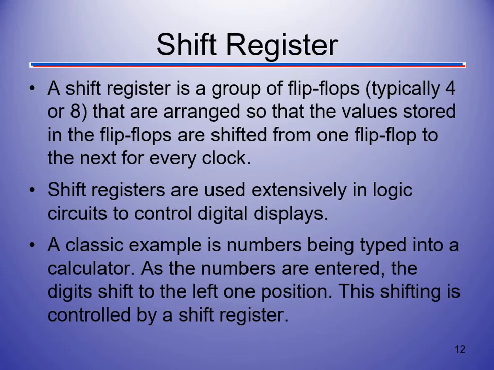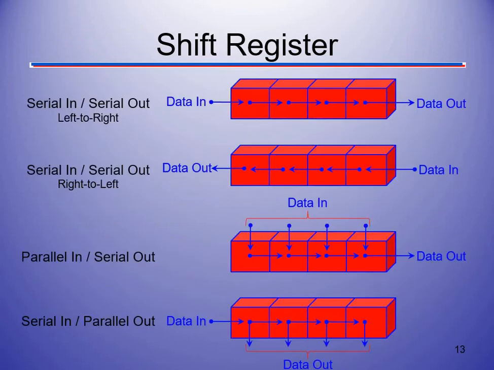Another example is numbers being typed into a calculator. As the numbers are entered, the digits shift to the left 1 position. So next time you're punching numbers in your calculator, doing some simple multiplication or things like that, you're really applying a shift register to what you're doing.